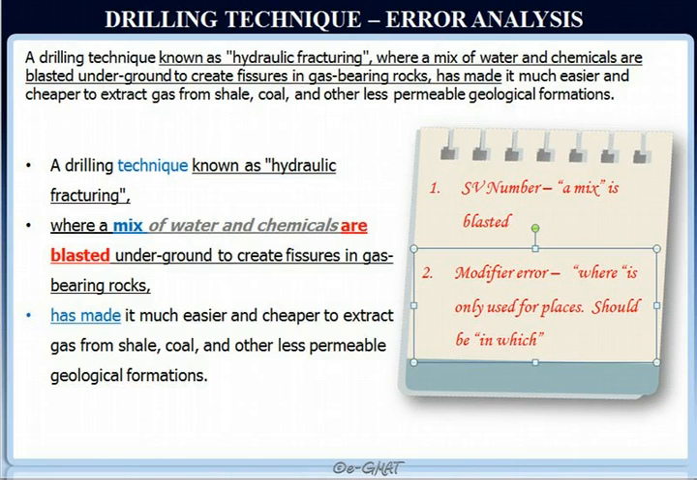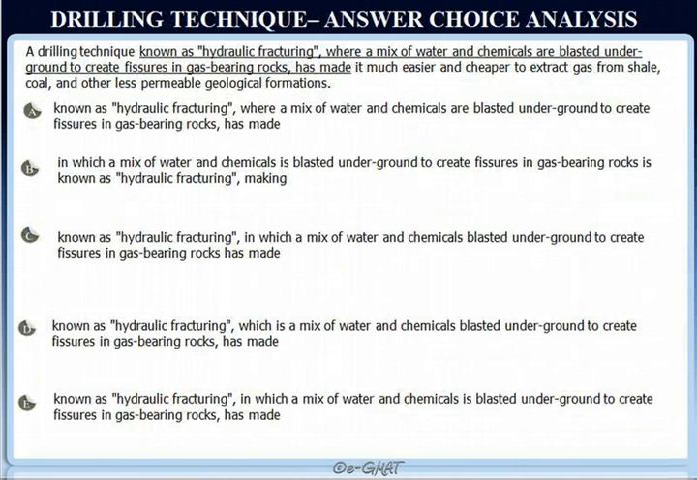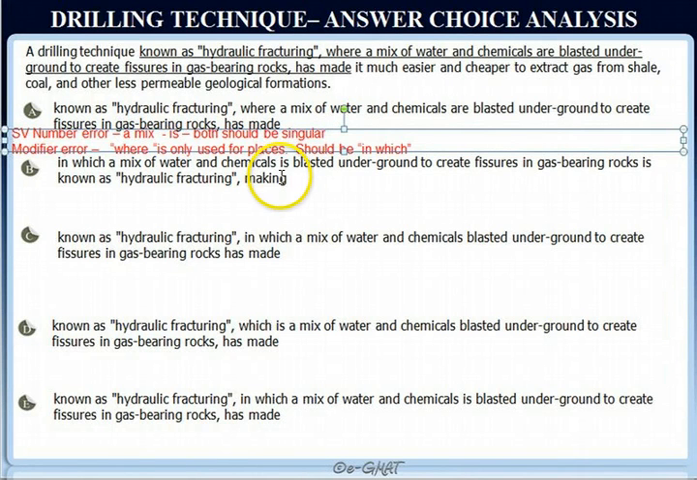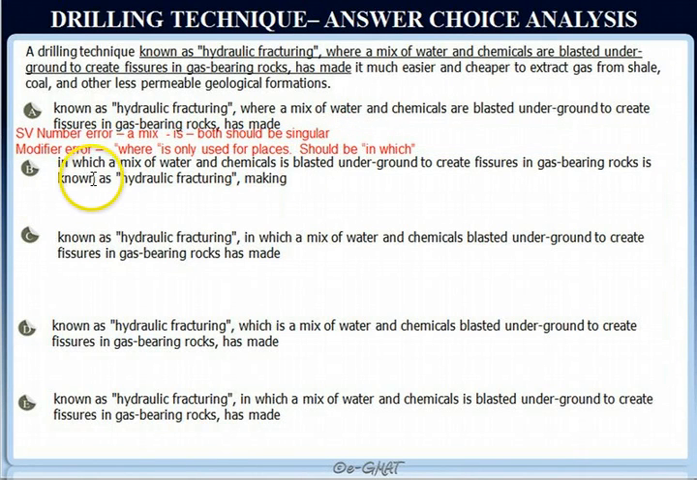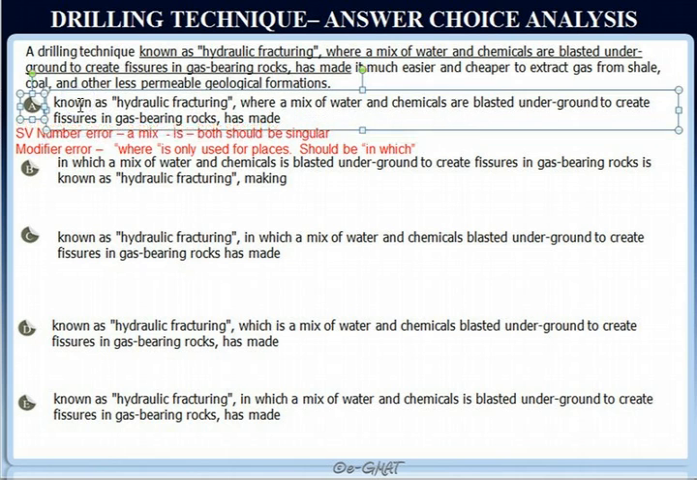So now let's move on to our answer choice analysis. So our first sentence is wrong because of these two errors here. Now let's look at choice B. A drilling technique in which, so this has corrected the error of where, the modifier or the pronoun error, in which a mix of water and chemicals is blasted. So the subject-verb number error is also taken care of. So far both the errors of choice A have been taken care of in this choice.